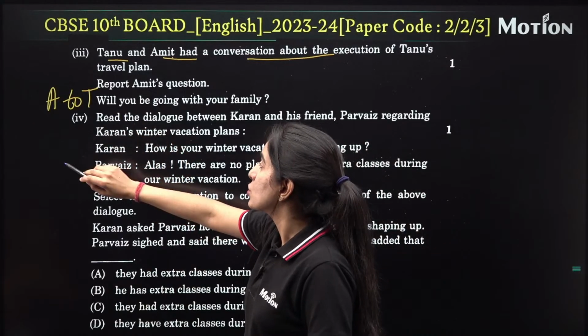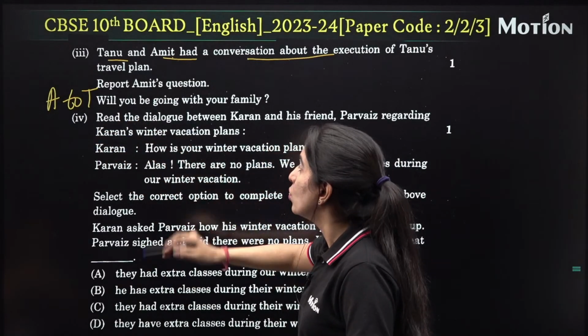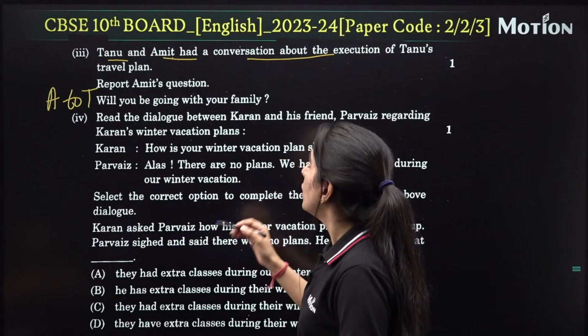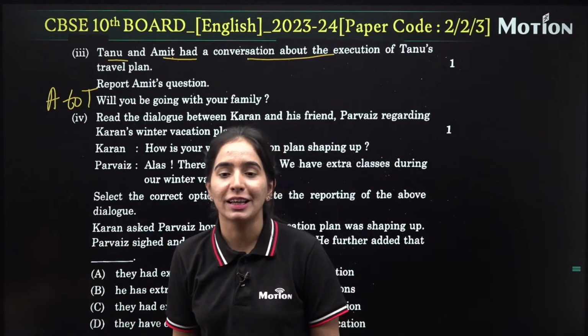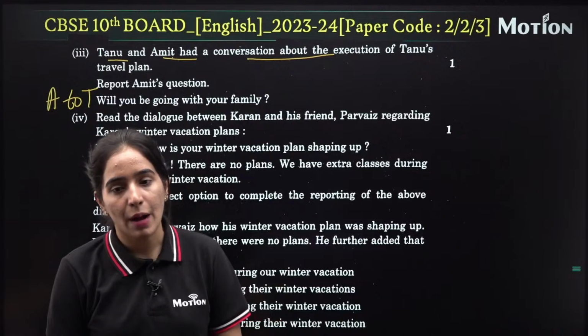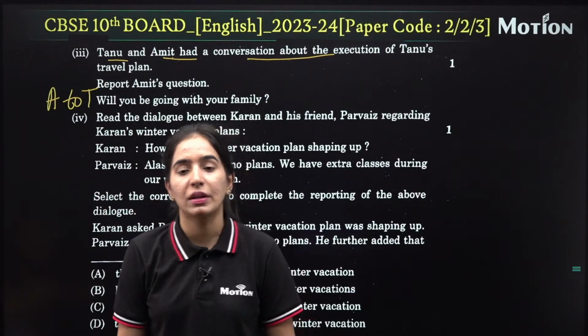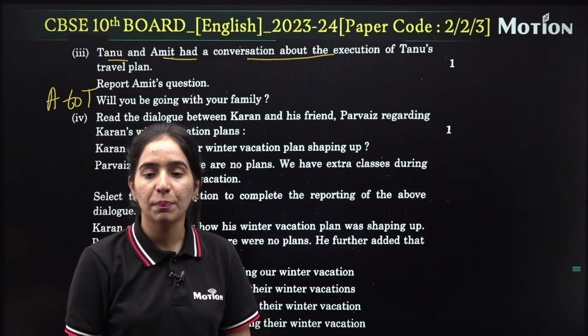Amit is talking to Tanu. So what will be the answer? Amit asked Tanu if she would be going with her family. Okay, that will be the answer. Amit asked Tanu if she would be going with her family. Absolutely correct, Darshan. This is the perfect answer.